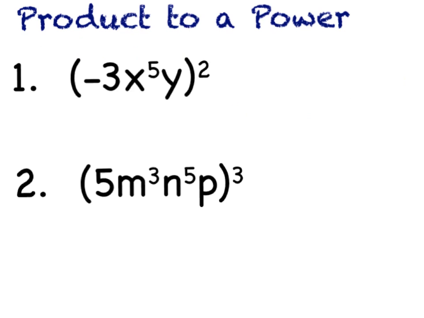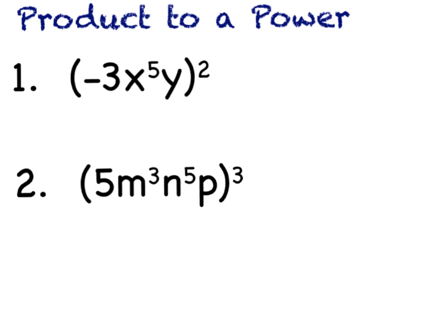Okay, when you're looking at problem 1, what I want you to think about and realize is that this is a product. It's a product because I'm multiplying 3 things: -3 times x to the 5th times y. So it's a product to the power of 2. We're not trying to be tricky when we name these rules of exponents, but sometimes it makes sense if you take a moment to dissect what the name means. We've got a product, multiplying, to a power. That's why we call it the product to a power.